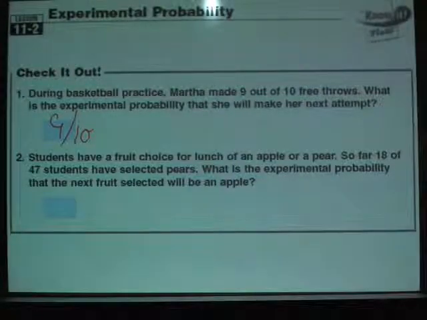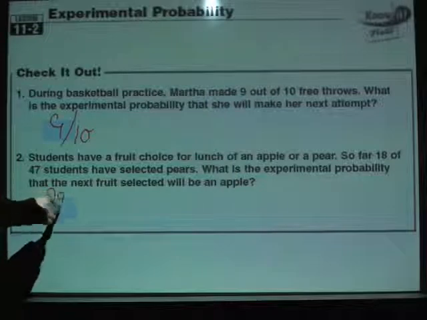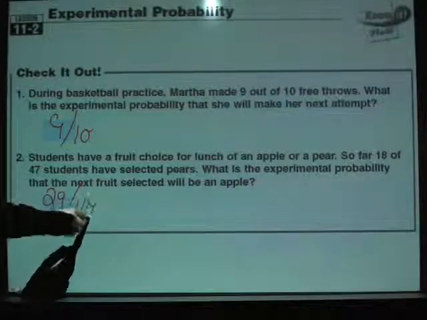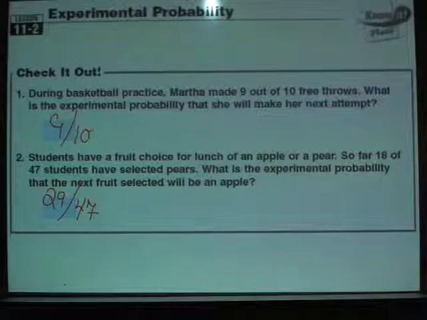We've got 47 total students we're looking at, and it says 18 of them have selected the pear. So how many does that mean would have selected the apple? Well, if 18 selected the pear, and there's 47 total kids, that means the other 29 had to have picked an apple. So what's the probability of picking an apple? Well, there's 29 apples picked compared to 47 total fruits. So that's 29 over 47.